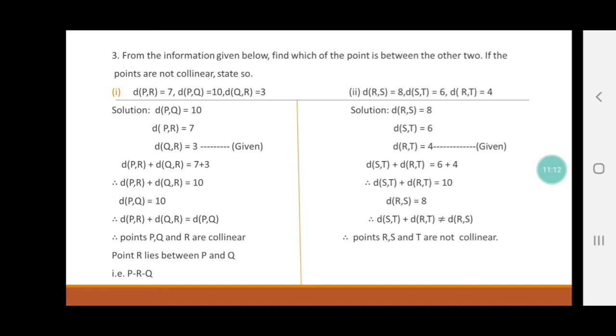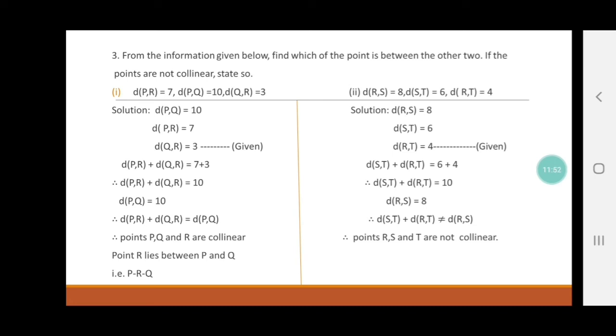Now all the distances you write in the solution given part, then whichever is the bigger one, you leave and add the other two smaller numbers. So distance between ST and distance between RT have smaller lengths, so those we are going to add. So distance between ST plus distance between RT is equal to 6 plus 4, which is equal to 10.